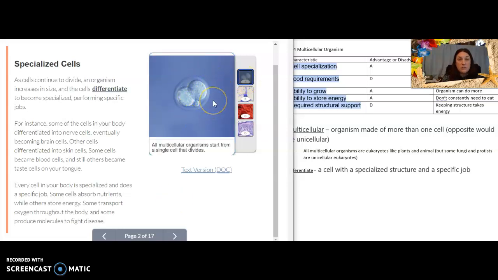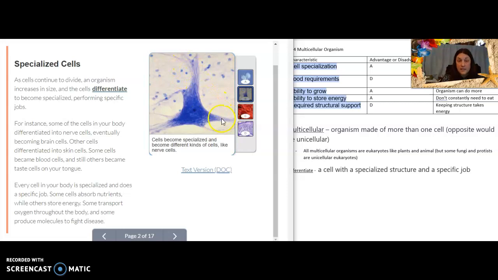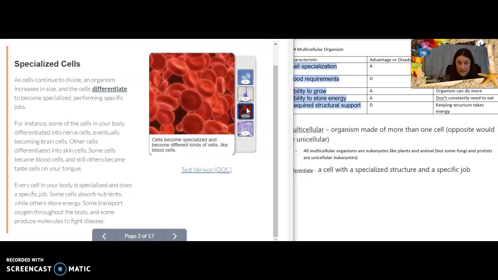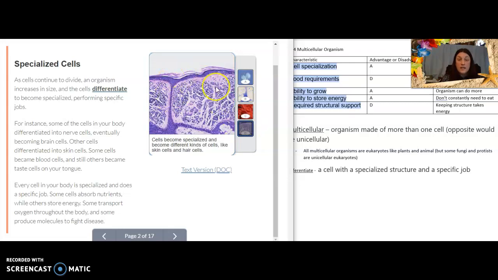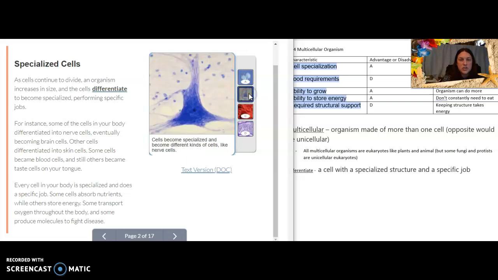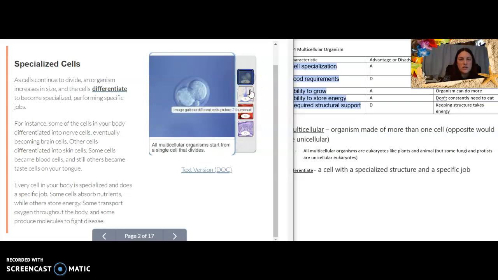So as a reminder, all multicellular organisms start from a single cell that divides. That means you, me, every person you know started from a single cell that then divides. So we don't start out with a brain and lungs. And this is true for all multicellular organisms. We have very specific kinds of cells like this nerve cell, which you can see has a very different shape than, say, your red blood cells. And even some of these are your squamous cells at the top of your skin, for example. And all of them have different shapes because the structure helps them each do their specific job.